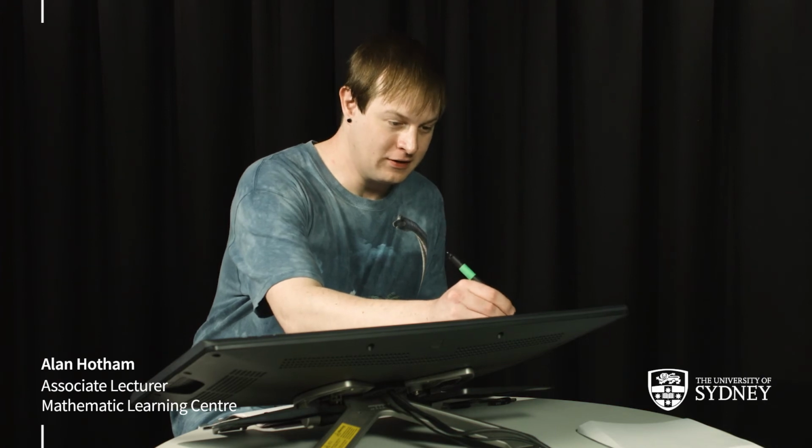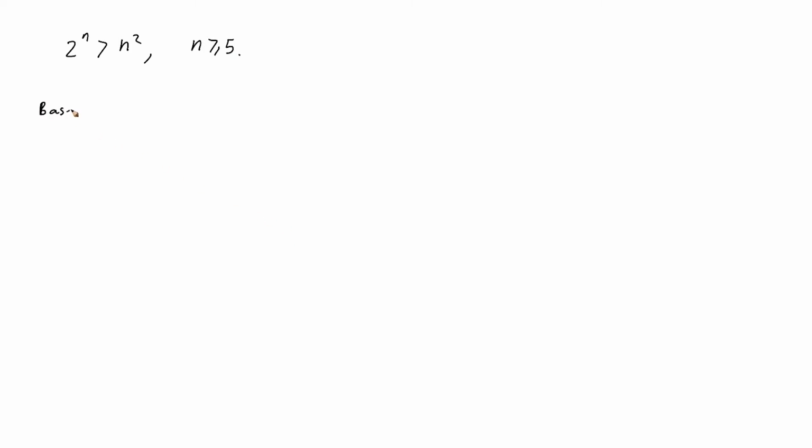In this next example concerning mathematical induction, I thought we could prove an inequality. We can try to prove that 2 to the n is greater than n squared whenever n is greater than or equal to 5. So here our base case will be n equals 5. So let's check the base case. Base case, n equals 5.